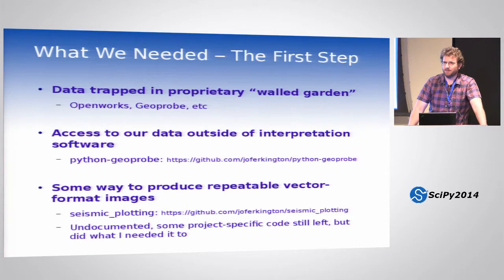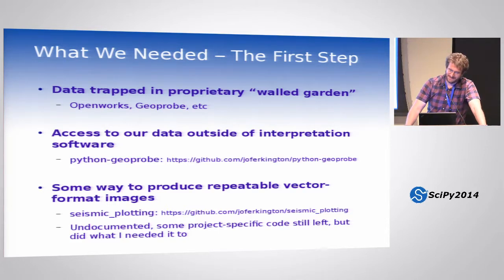We need to get our data out of that. We need to actually be able to analyze it in different ways. So one of the things I did was sit down and reverse engineer a lot of their file formats, just figure them out. They're basically pretty simple formats, so it's not as hard as it sounds. That's Python Geoprobe. It's a library that I learned a lot while writing, which means it's awful.